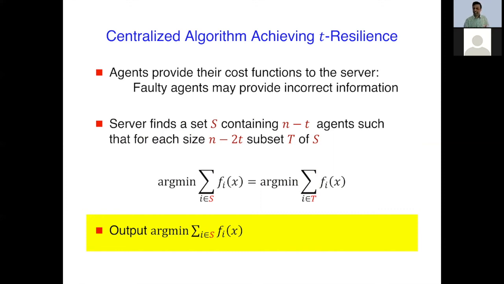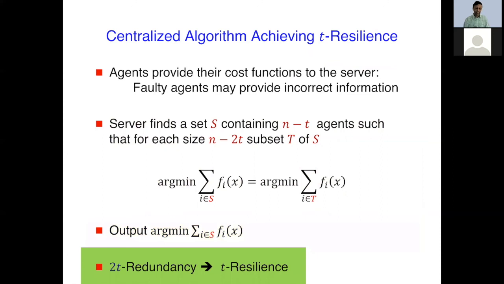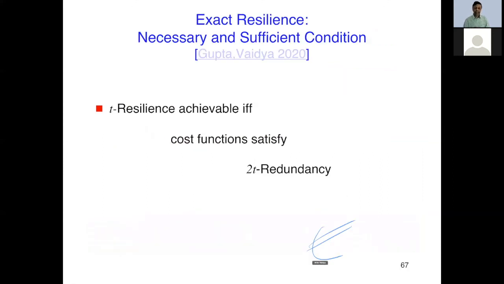So even though the property may seem very strong, it's unavoidable if you want to achieve this outcome of t resilience. Of course, we can compromise on the outcome. Maybe when my functions don't satisfy 2t redundancy, I cannot achieve t resilience, and maybe I'll do something weaker. That's what we're going to talk about next. So this is something I discussed just now. That's the claim, right? I already said that 2t redundancy is necessary and sufficient for t resilience.